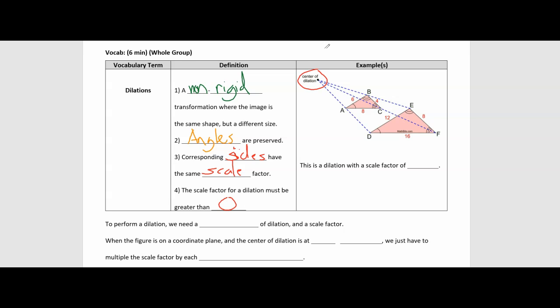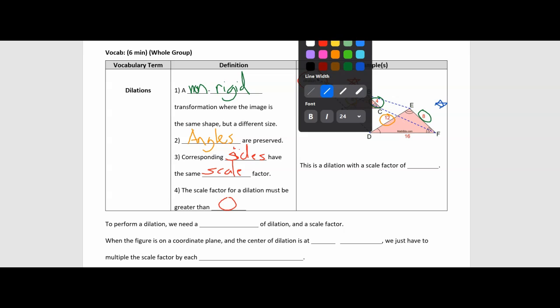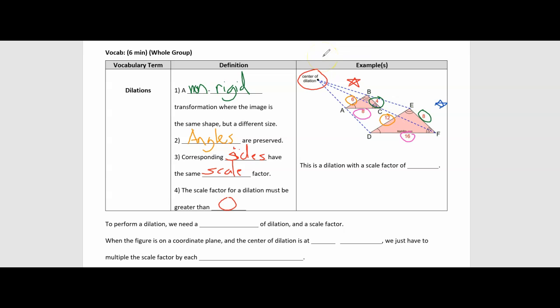So if I look at this pre-image, triangle ABC, and then I look at the image, triangle DEF, there are some relationships regarding these sides. If I look at 6 and 12, if I look at 4 and 8, and if I look at 8 and 16, those three corresponding sets of sides all have the same scale factor. I have multiplied each side in my pre-image by 2 to get each side in my image.